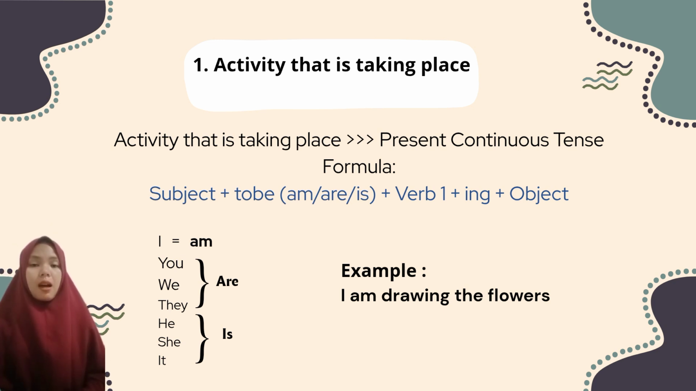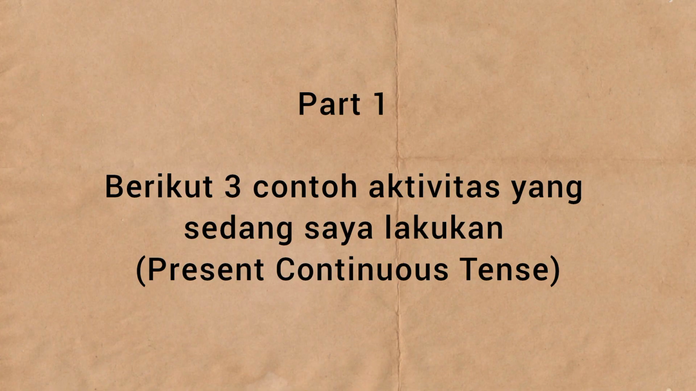For example, I am drawing the flowers. I as subject, am as to be, drawing as verb 1 plus ing, the flowers as an object. I'm cutting my nails. I'm drawing the flowers. I'm playing a game on my smartphone.